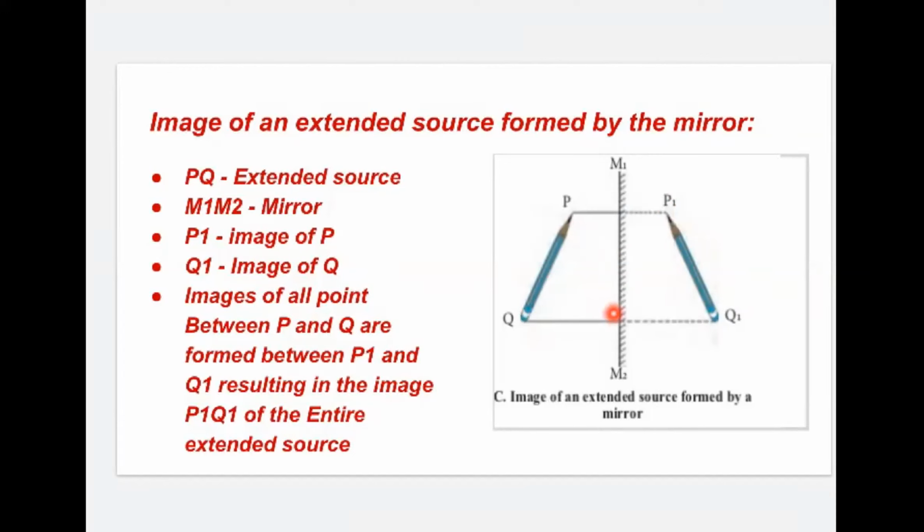We have to write each and everything that is seen in this picture. P is the tip, Q is the back side of the pencil, M1, M2 is a plane mirror. And the images of all the points between P and Q are formed between P1 and Q1, resulting in an image. Definitely, the image is going to be a virtual one.